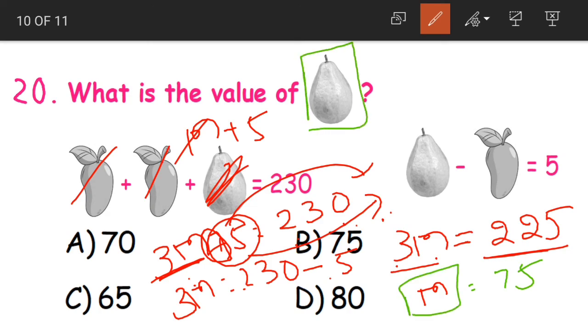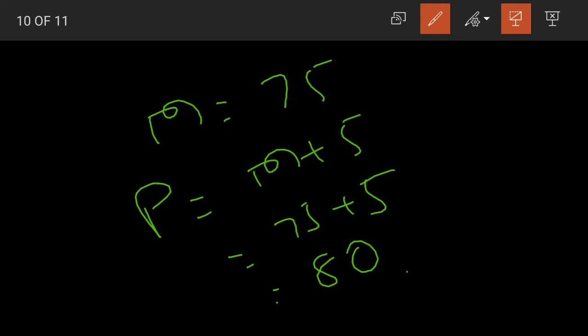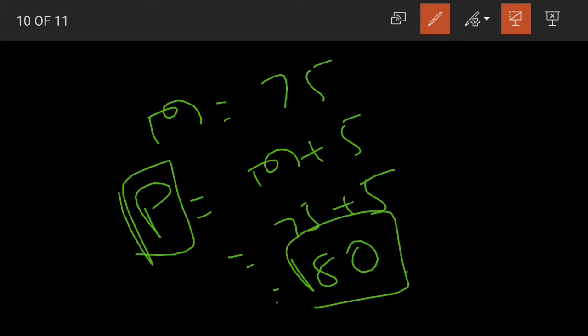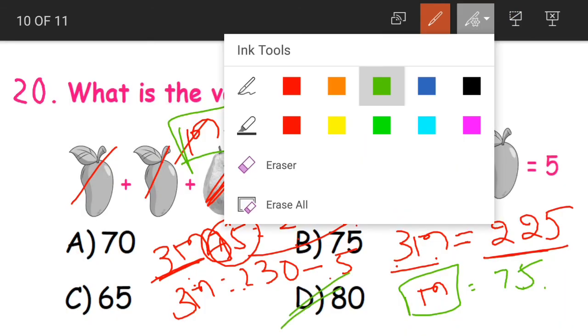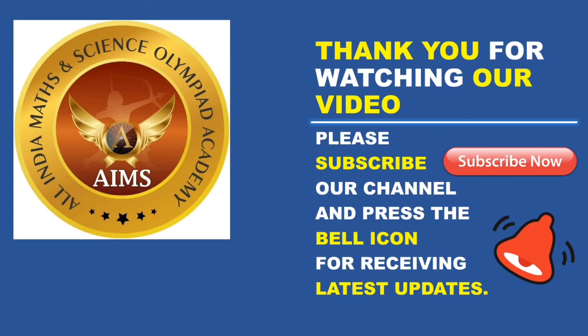But we need to find out the value of pear. What did we write here? Pear is equal to mango plus 5. Now when mango is equal to 75, pear will be equal to what? Mango plus 5, that is 75 plus 5, that is equal to 80. Pear is equal to 80, that is option D. Clear children? These are the two ways to solve the given question. You can choose either of the ways.